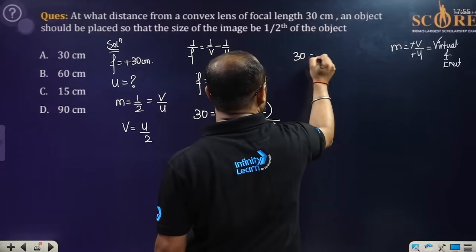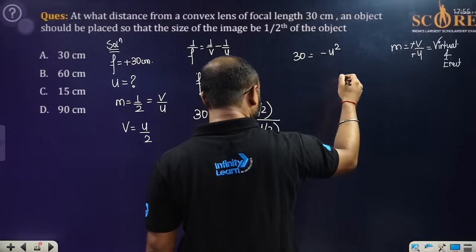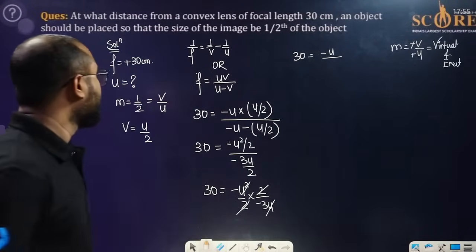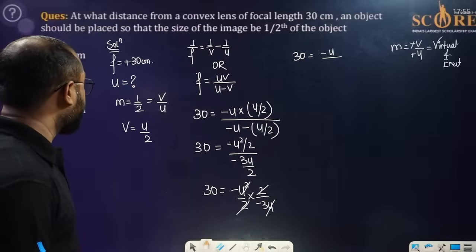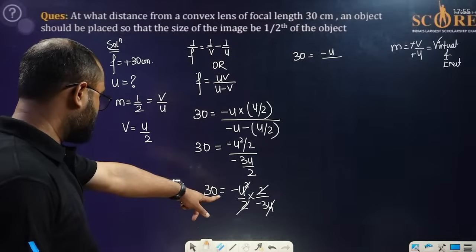We are getting 30 will be equal to minus u square, sorry, minus u divided by, minus u divided by, minus u divided by what?